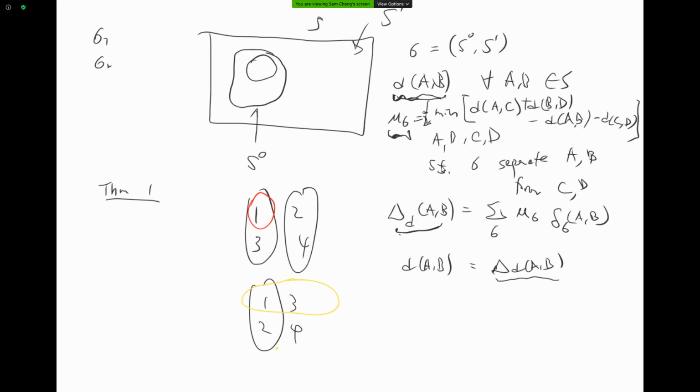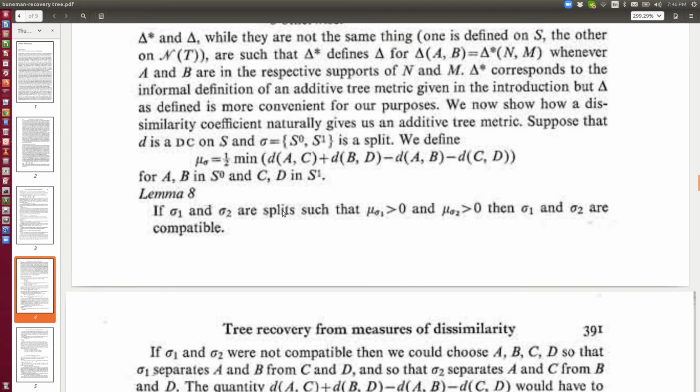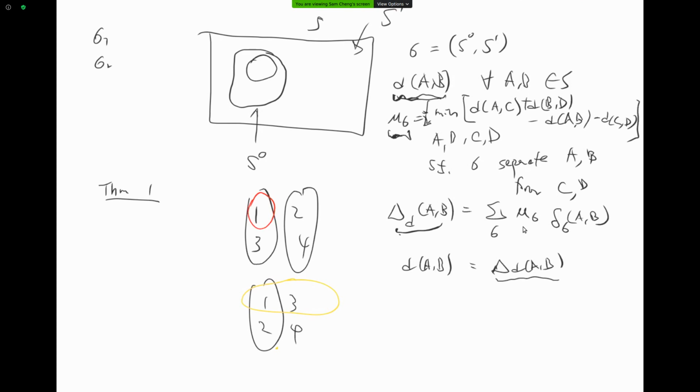So what the lemma said again is that if I have two splits here and I construct mu as we described earlier, then this mu also has a very nice property: as long as mu is bigger than 0, then sigma 1 and sigma 2 will be automatically compatible. So let's think carefully. This is lemma 8. We try to show this.